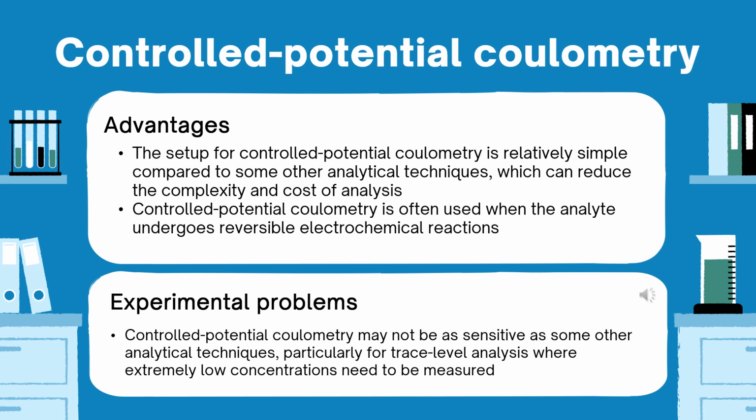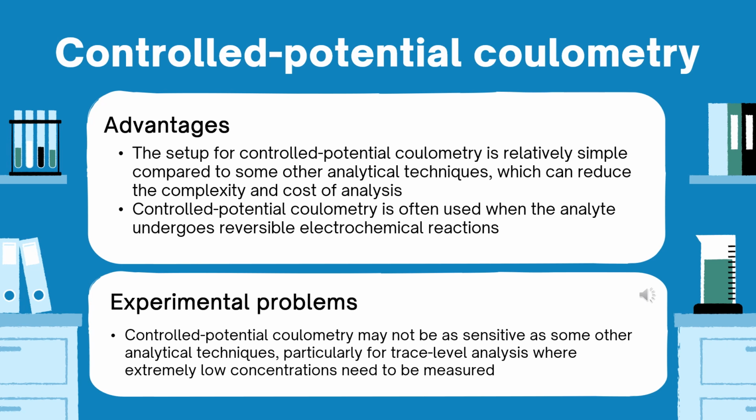So the disadvantages of controlled potential coulometry are the limited sensitivity, since it may not be as sensitive as some other analytical methods, particularly for trace level analysis, where extremely low concentrations are needed. Electrode fouling can occur over time, especially if the analyte or reaction products adhere to the electrode surface, which can affect the accuracy and reproducibility of the measurements. Interfering substances present in the sample can also affect the accuracy of analysis by contributing to the measurement, leading to potential errors in quantification.